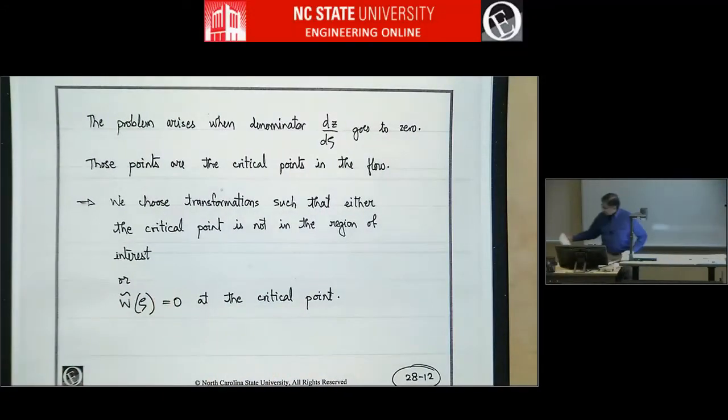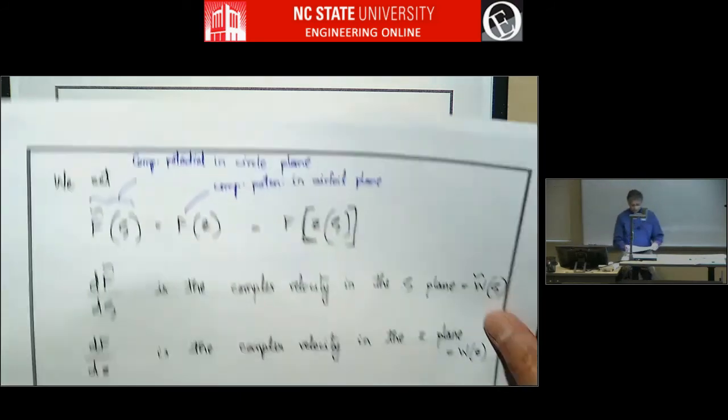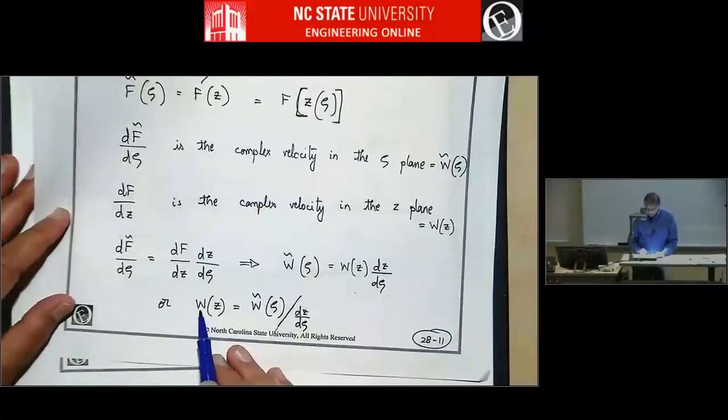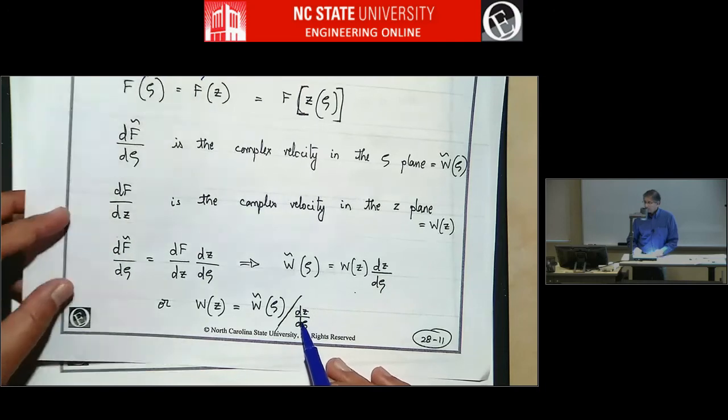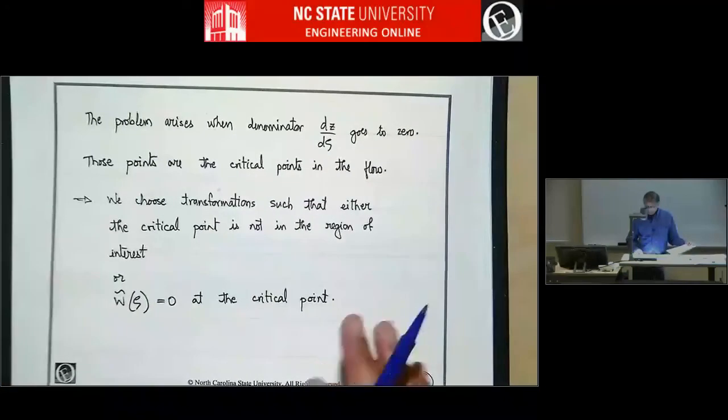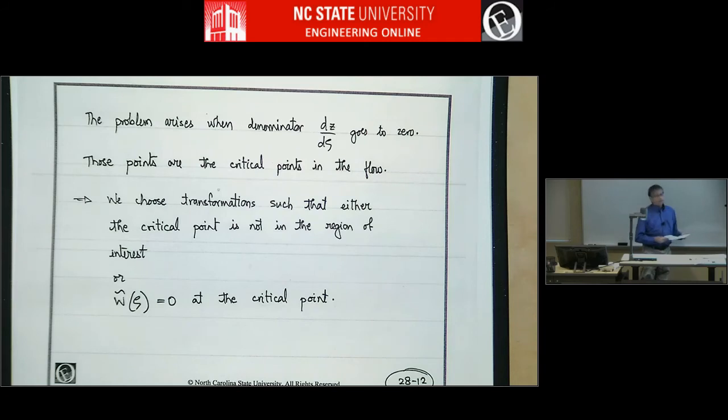But I'm trying to give highlights to the extent possible, focus on the highlights. So the problem arises when the denominator goes to 0. Here we have complex velocity in the z plane is complex velocity in the zeta plane divided by d zeta dz. And this works fine as long as the denominator is not 0. But if the denominator becomes 0, then that's a critical point in the flow.